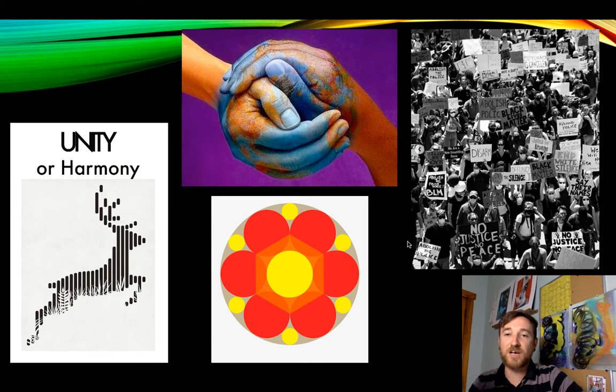Unity is about things coming together to make one. This could be expressed as harmony. I like to focus on the term unity because I think it conveys a wider breadth of different elements in this principle of design. But in the deer, you can see that there's a bunch of long, oval-esque kind of lines that come together. They're separate pieces, but they're coming together to make one image of a deer. A very famous example of this would be two hands coming together to form one.